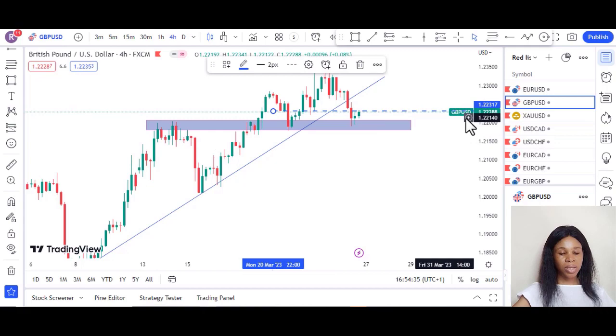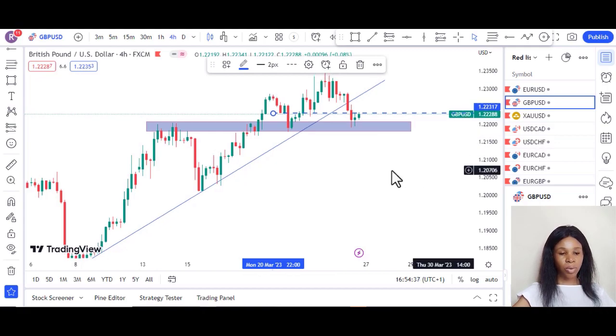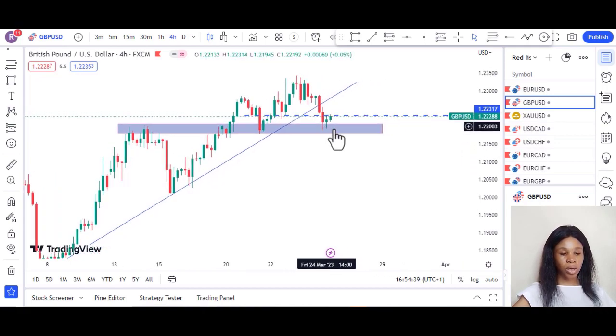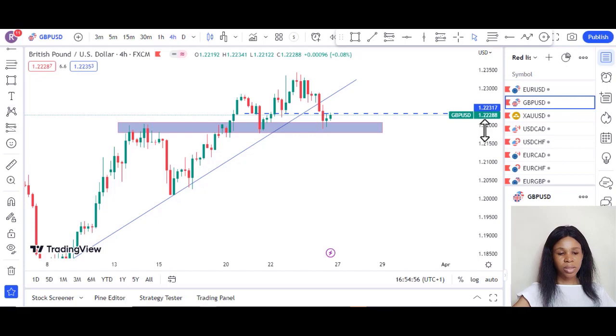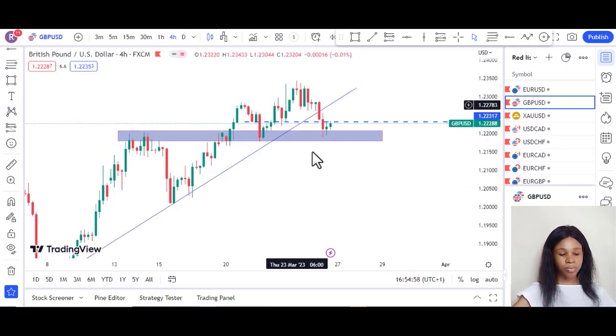Just like I said on the EUR/USD, I am also going to keep an eye on this level. This is still a buy bias for me, guys. This is a break, this is a retest, a double bottom, and we are having some kind of rejection at this zone. So let's just see how the market plays out. I'm going to keep an eye on this level to see how it reacts.